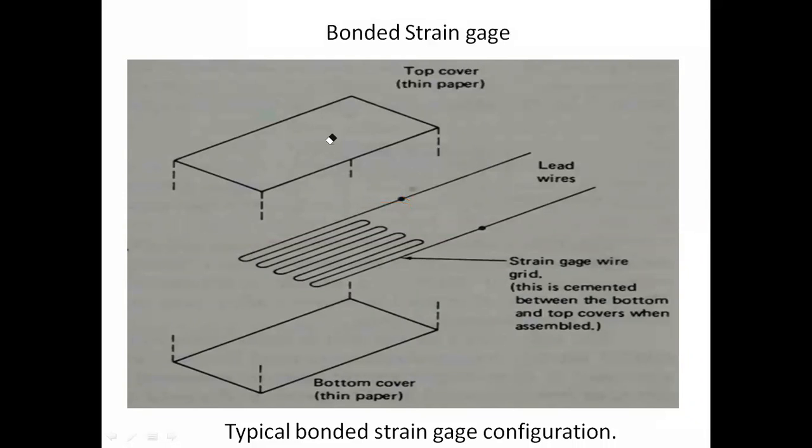The next one is bonded strain gauge. In the bonded strain gauge, we will use a wire wound in a zigzag fashion, and this is the lead wire, this is the strain gauge. This strain gauge is cemented between two paper covers. This is the top cover, and this is the bottom cover, and these covers are thin paper over this strain gauge. This strain gauge is covered by two paper covers.